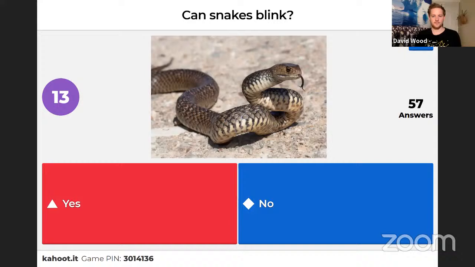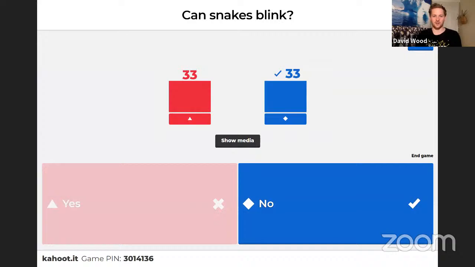Can snakes blink? Yes or no? About 5 seconds left. Most of you have gotten an answer in. They cannot. Wow, 50-50 split there. We're divided on whether or not snakes can blink.